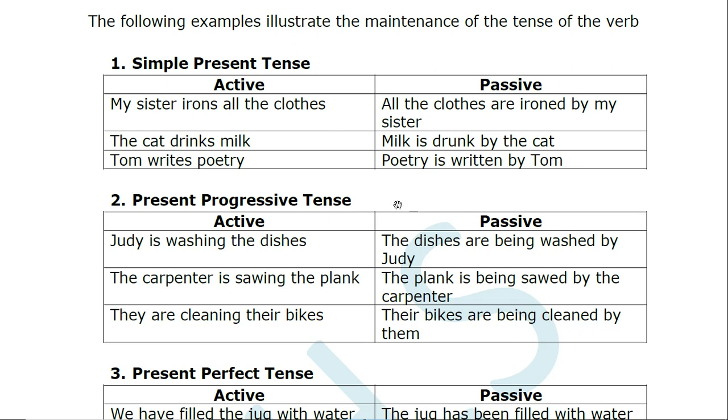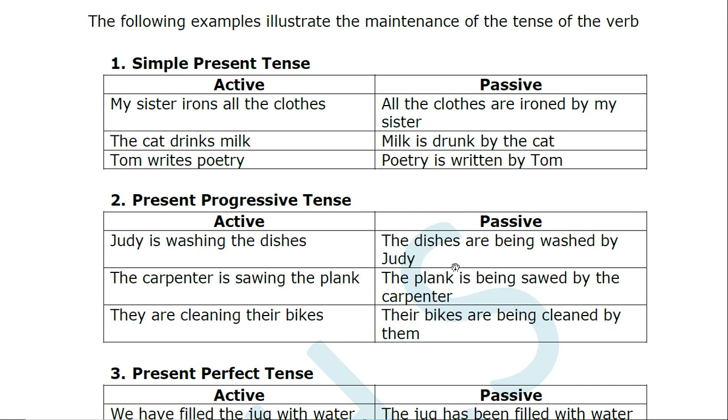Now, we'll have a look at the next tense. Present progressive tense. Progressive means the action is still going on for some time, not just happening at one time. Judy is washing the dishes. So she's washing the dishes for some time, maybe half an hour, 20 minutes. It's not like picking up the ball, where you just picked up the ball and it's over. So that's why it's called progressive tense. Judy is washing the dishes. So what is the action? Washing. Who is washing? Judy. So this will come here and this will come here. So the dishes are being washed here.